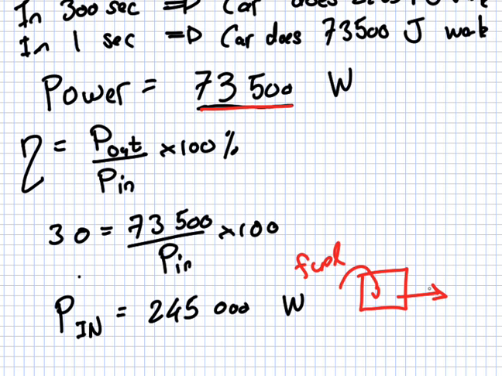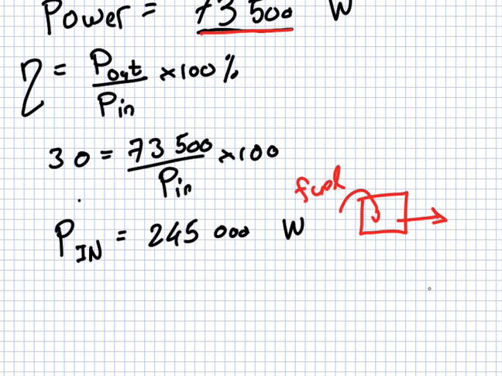That's nearly finished. We should now convert this back into joules per second. So this is 245,000 joules per second.